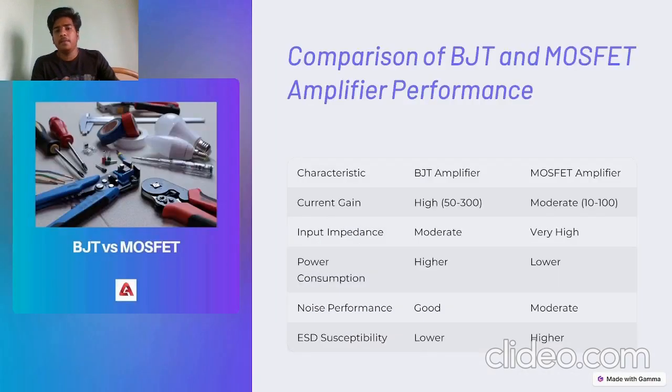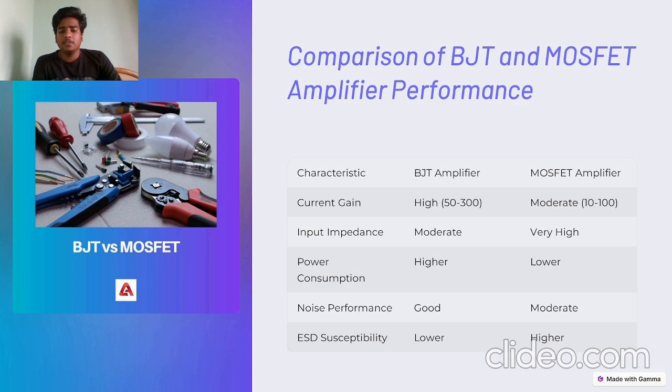Now coming to the main part, the comparison of BJT amplifier and the MOSFET amplifier with respect to the performance. In the first column, we can observe the characteristics. Coming to the first characteristic, current gain. BJT amplifier gives a high gain, typically in the range of 50 to 300, while a MOSFET amplifier performs in a moderate range, typically in the range of 10 to 100.